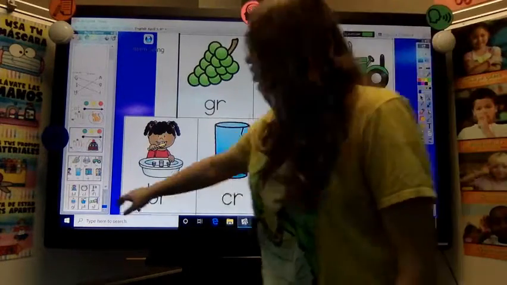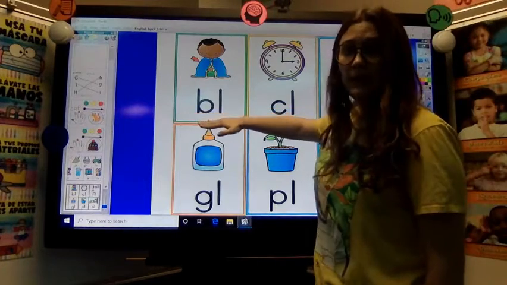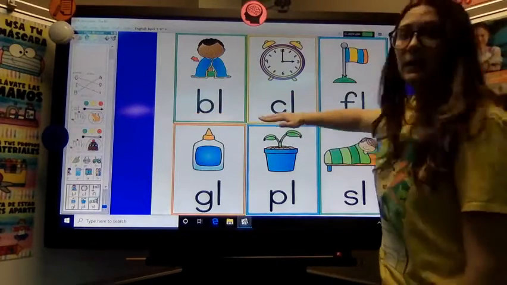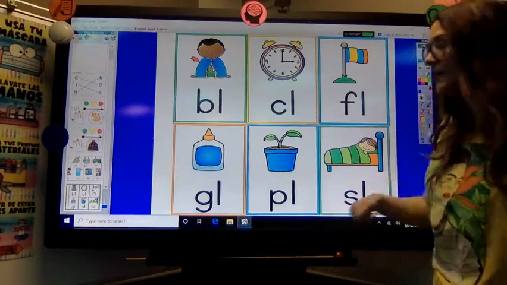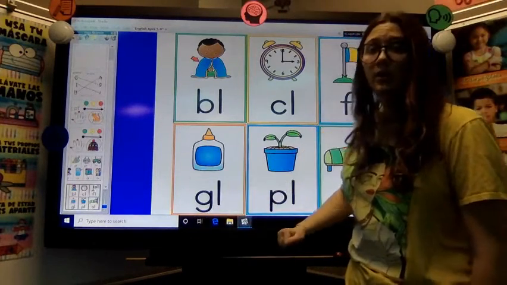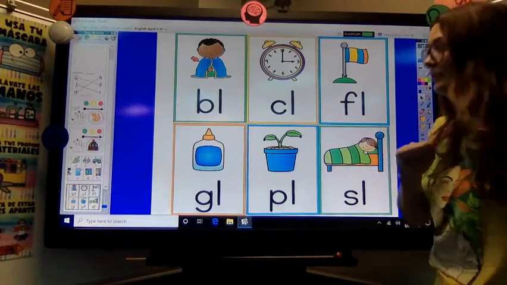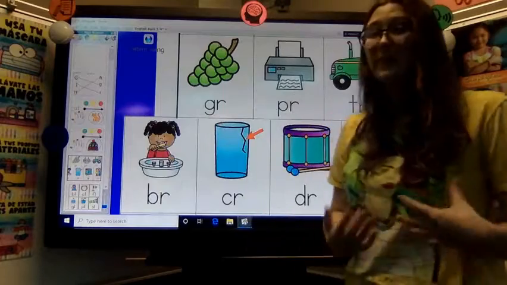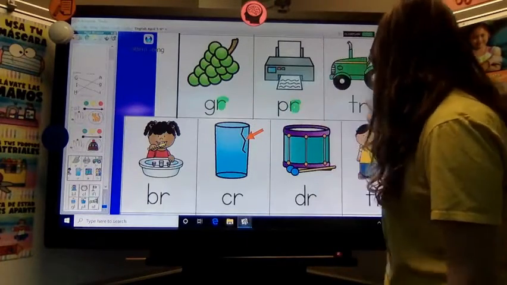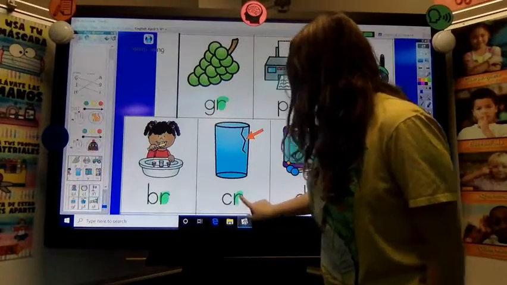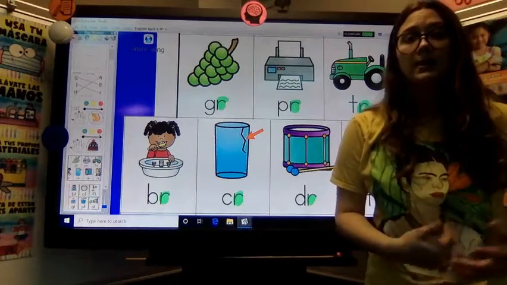Now, last week, we did some blends, right? Like blue blanket, cool clock, full flag, glue glue, pull plant, and sleep. This week we're gonna do blends, but this time they all have a different letter. What letter do they all have this time? Yes, they all have the R. So we call those the R consonant blends.